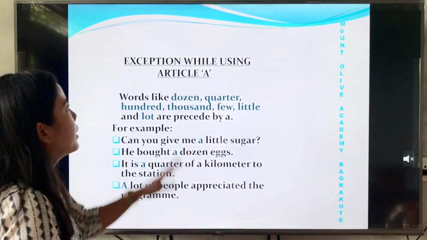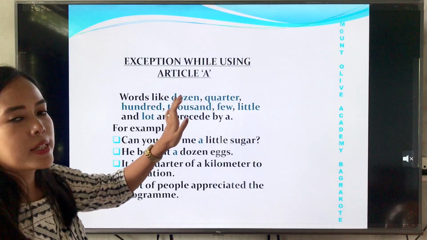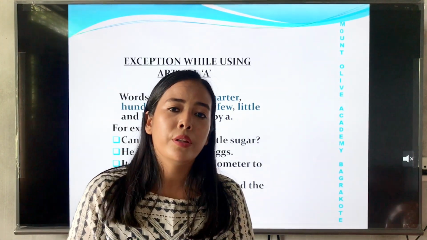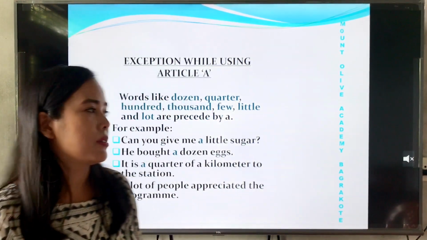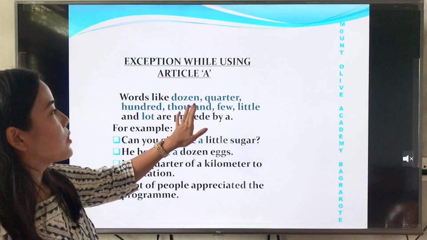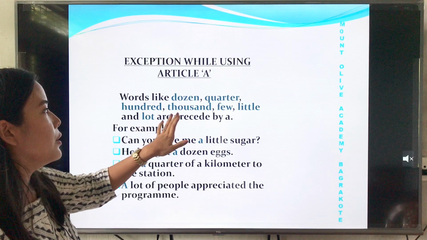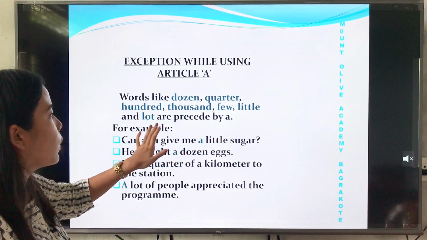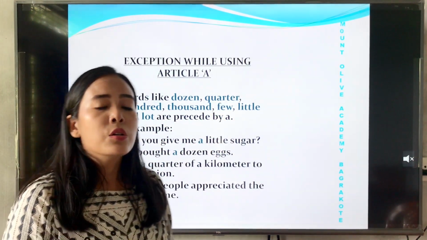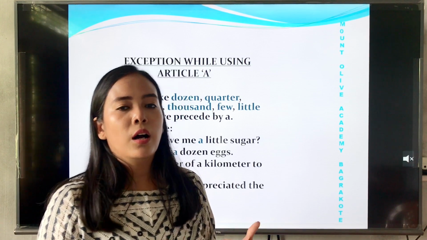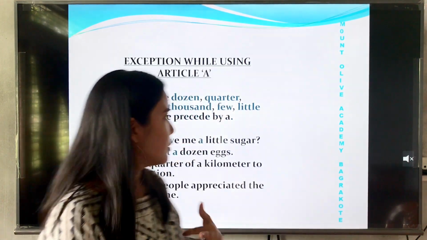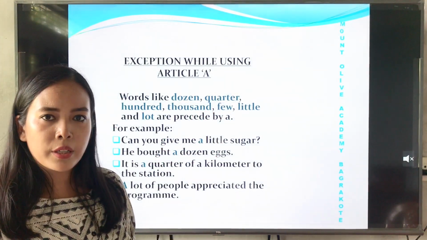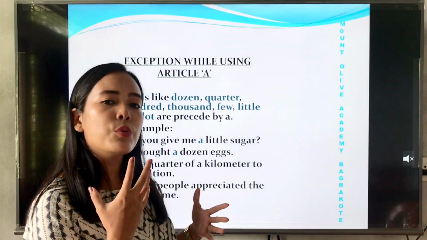Next, exception while using article A. And students, in grammar there are always rules and there are always exceptions, exceptional cases. Words like dozen, quarter, hundred, thousand, few, little and lot are preceded by a. Just now I told you that we use article a with countable nouns, right? But these are not countable, and still we need to use article a.